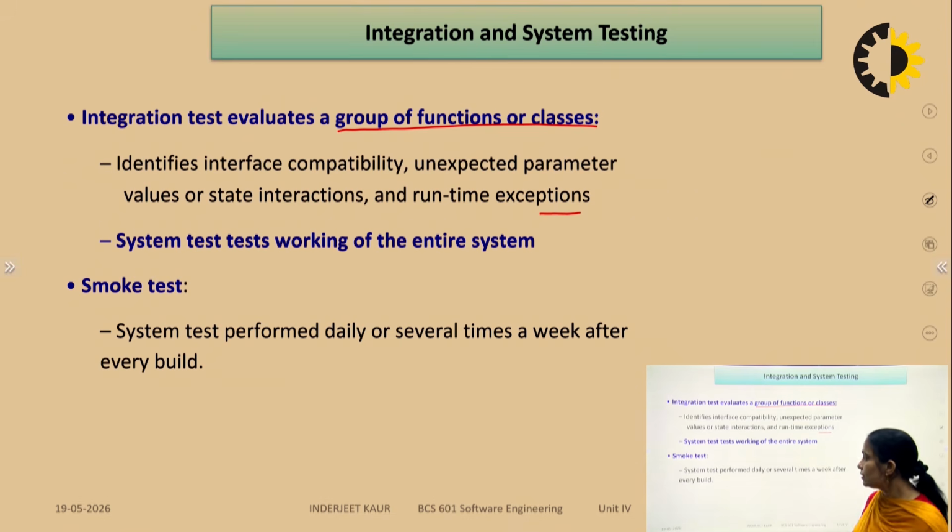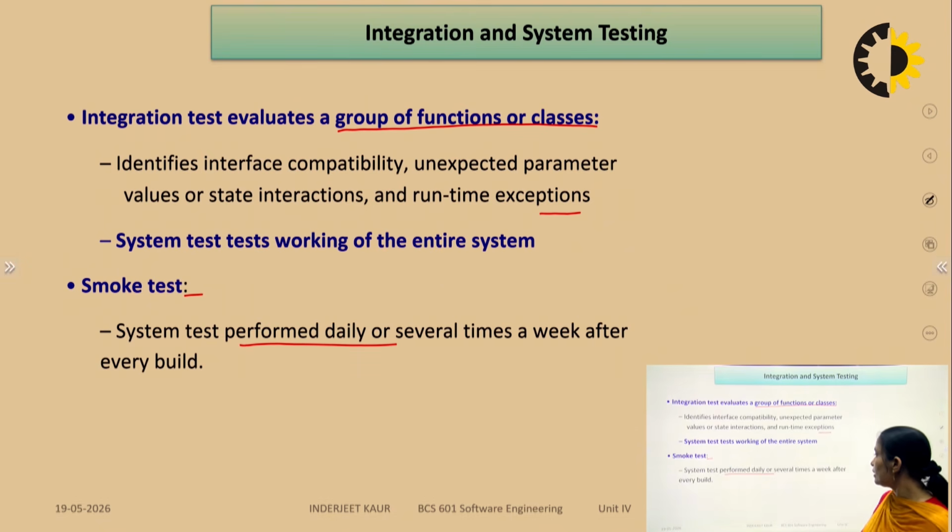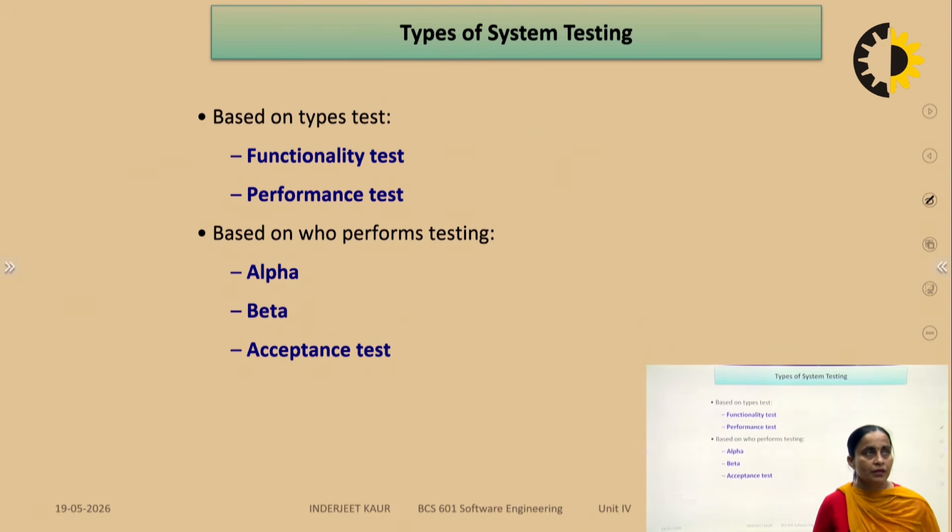Then comes the smoke test. Here the system test is performed daily or several times a week after every build of the software. These are the types of system testing, based on how the system is performing functionally. Functionality test is done, performance test is done.